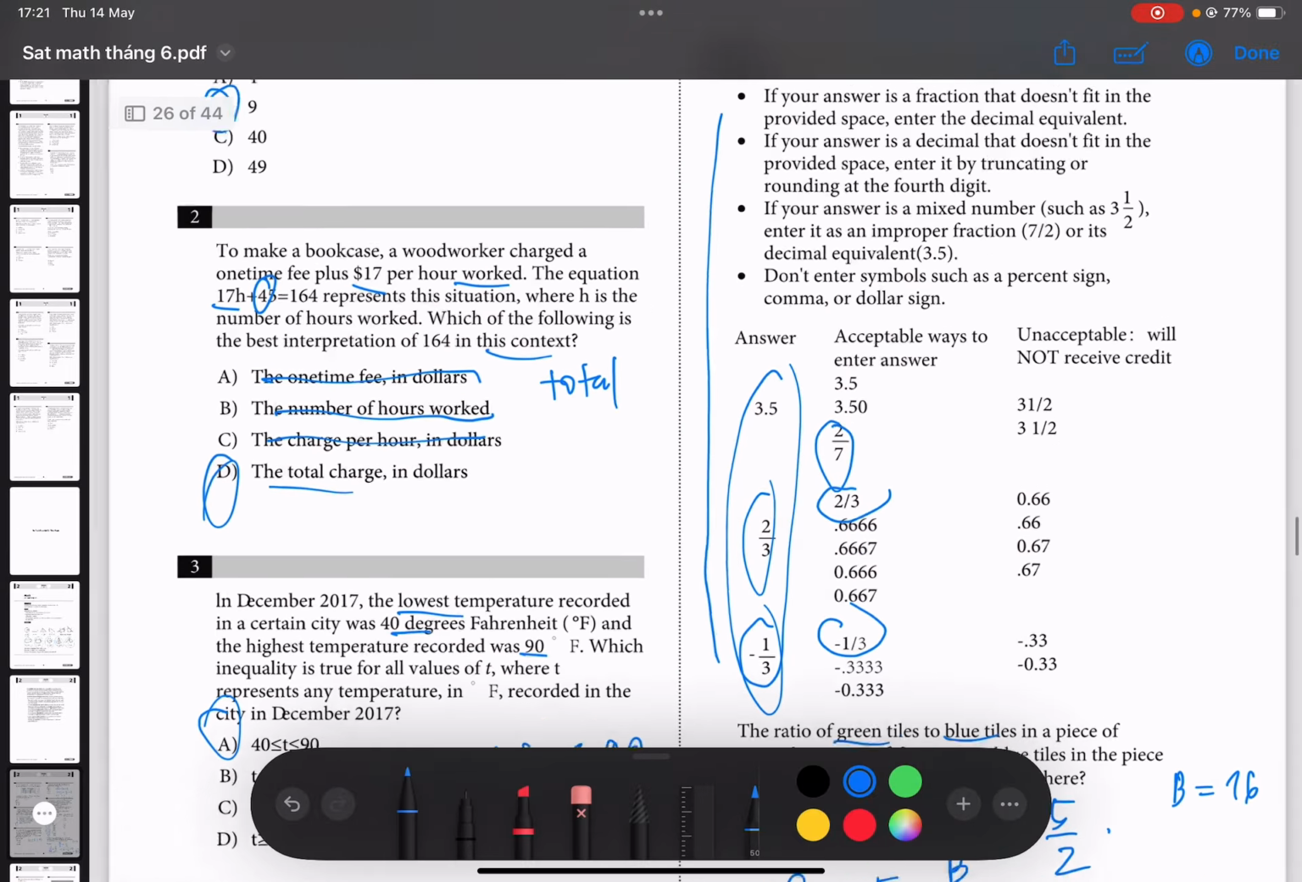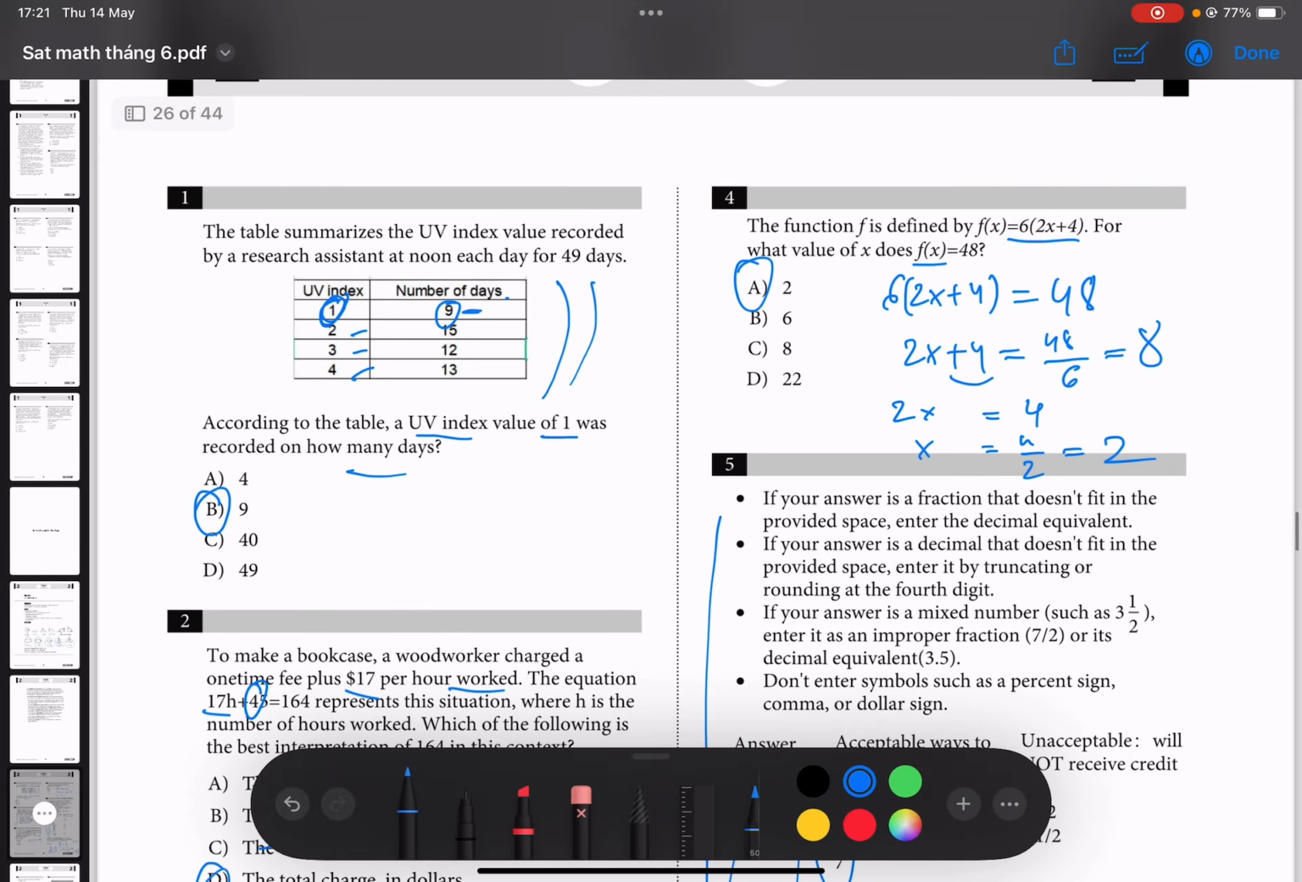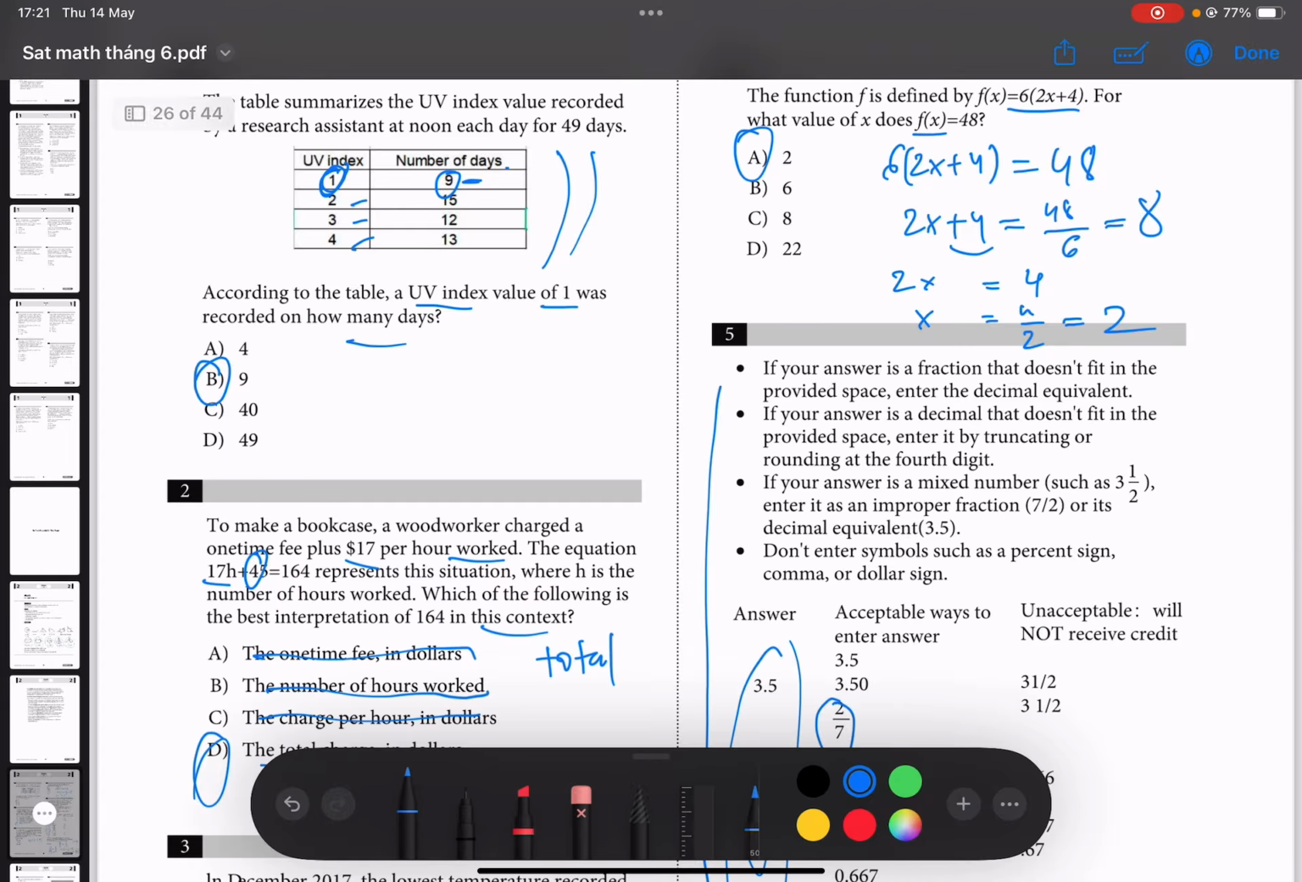So these are the first 5 questions. You can see that it's kind of easy. Just read through the question thoughtfully and answer it. It's really easy for the first couple of questions, and it's going to get harder and harder as you come to the end of the test.